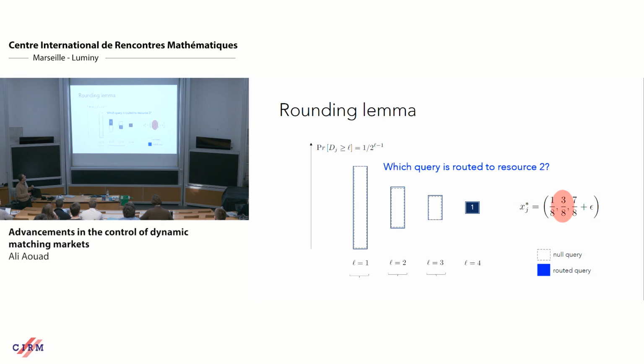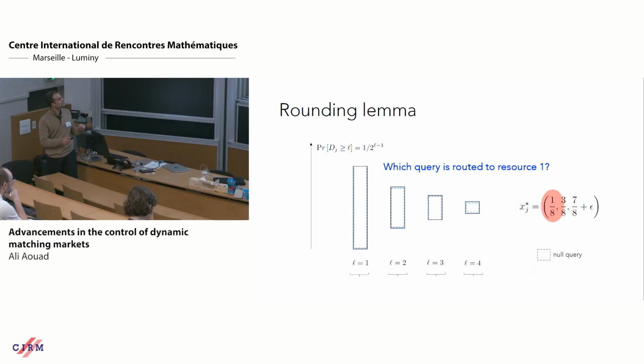But what's surprising about this rounding is this is a visual representation of, let's say, you have 4 potential customers coming, and these bars represent the probability at which they're coming. So with probability 1, there's at least 1 agent coming. With probability 1/2, 2 agents. So this is a distribution for the DJ.